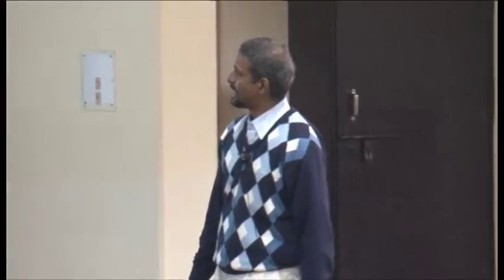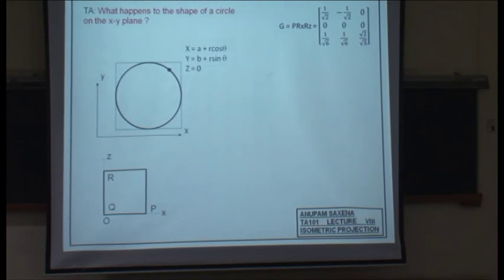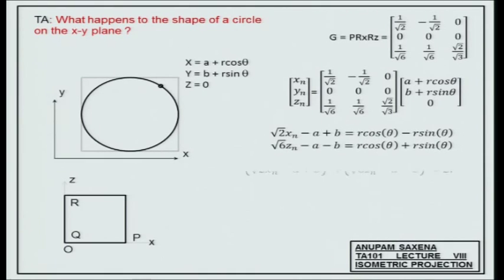Okay. I thought just in case you weren't sure, I would back myself up with a little bit of math. So, this was the projection matrix. Alpha equals 45, beta equals 35.26. If you have a circle on the xy plane, which is the bottom plane of the cube, the coordinates of a point on the circle will be a plus r cosine theta, b plus r sine theta and 0. a and b are the center coordinates of the circle, and r is the radius. Plug in these values over here, pre-multiply this by this matrix, get the new coordinates, do some algebra, eliminate theta.